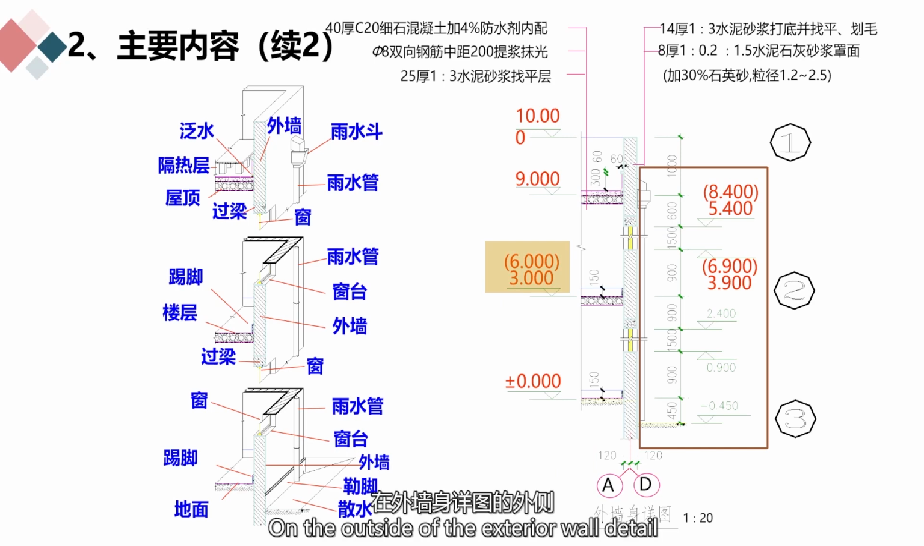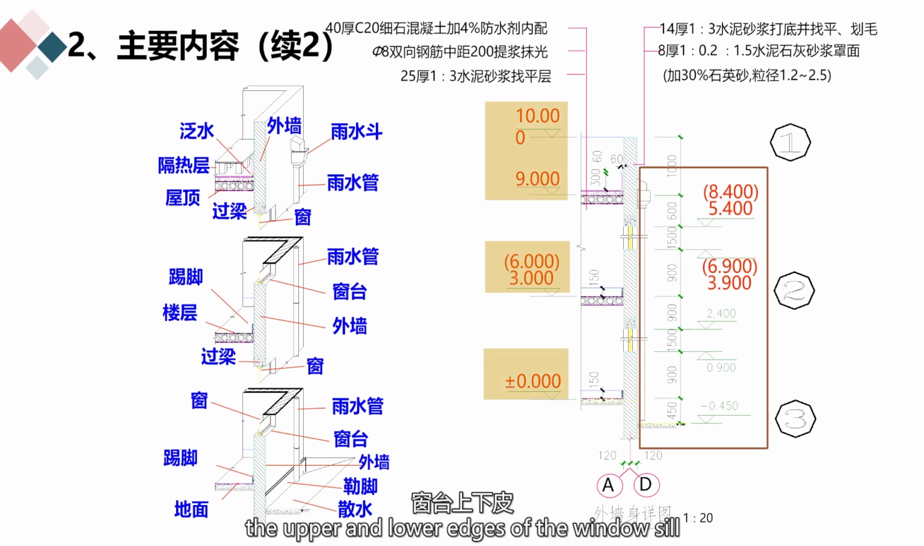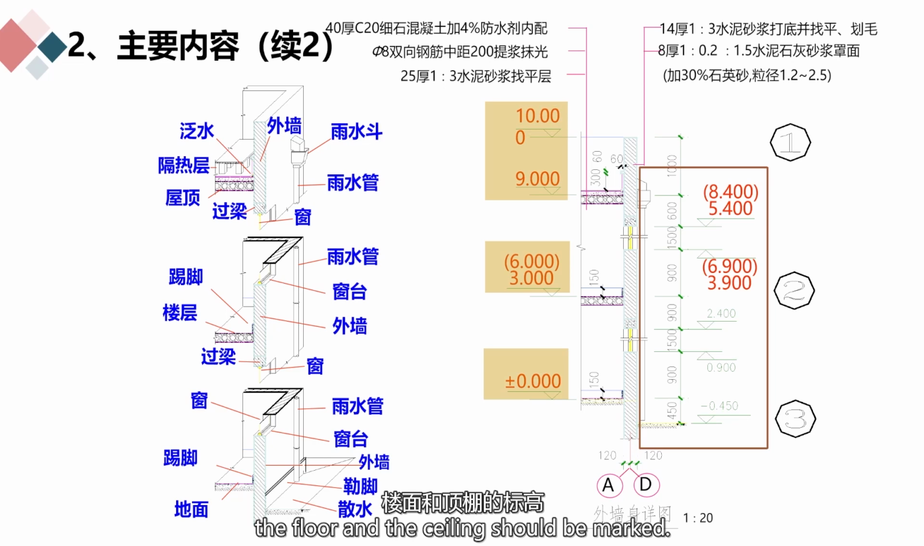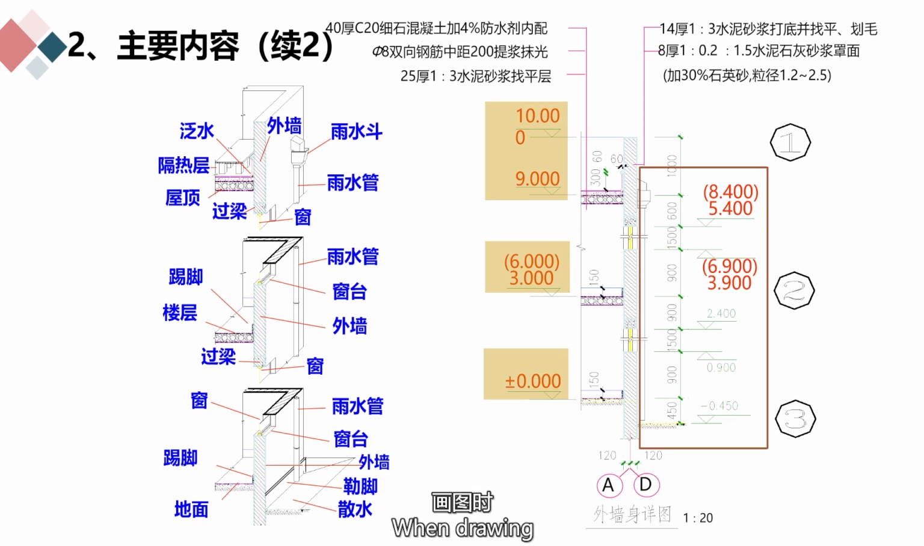On the outside of the exterior wall detail, vertical sectional dimensions, and the elevations of the outdoor ground, the upper and lower edges of the window sill, the top of the exterior wall, etc., should be marked. On the inside of the wall, the elevations of the indoor ground, the floor and the ceiling should be marked. When drawing, each node detail should be marked with detail symbols and scales respectively.